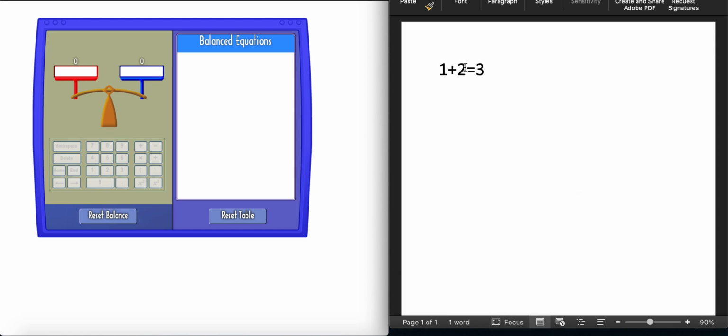We know that whatever is happening on one side of the equation, if there's an equal sign in the middle, then whatever's on the other side of that equal sign is equal to what's on the opposite side of that equal sign. Now, this is true even if we flip our equation around. So if we had 3 equals 1 plus 2, that's the same thing. That's saying the exact same thing.